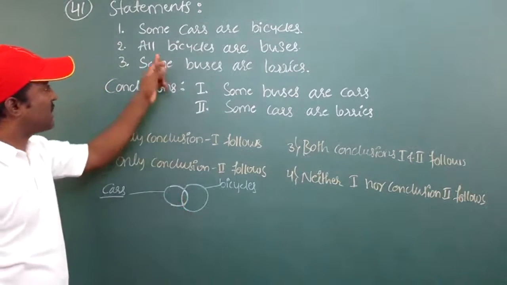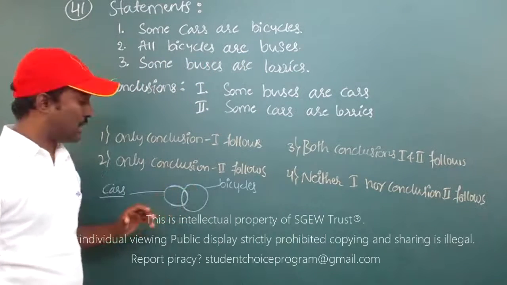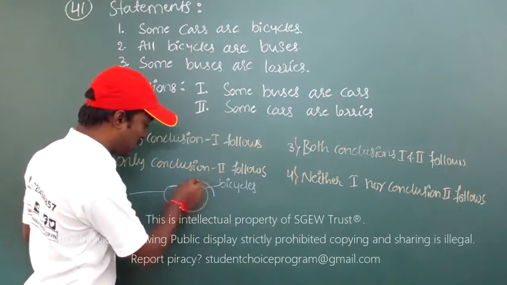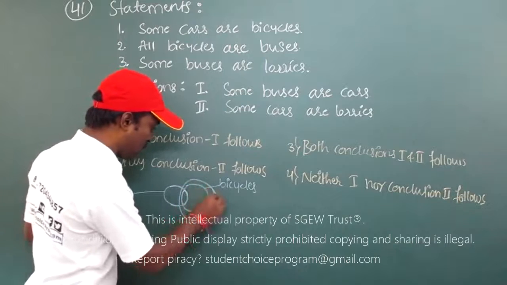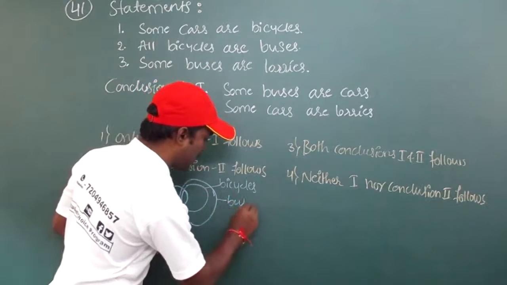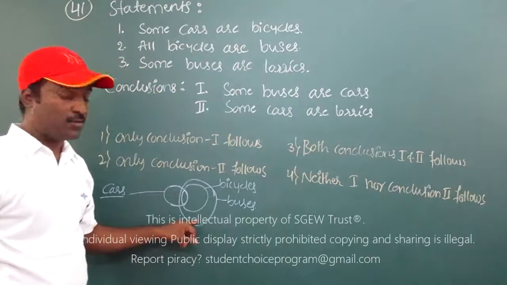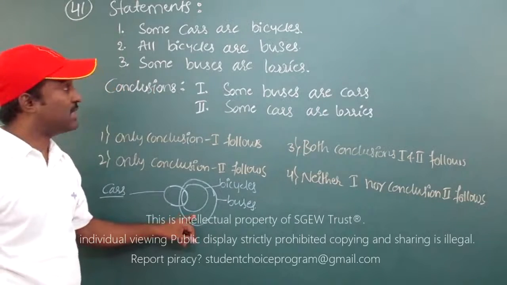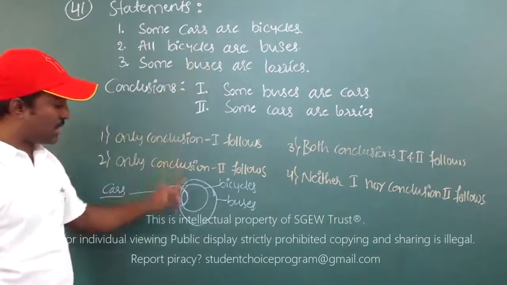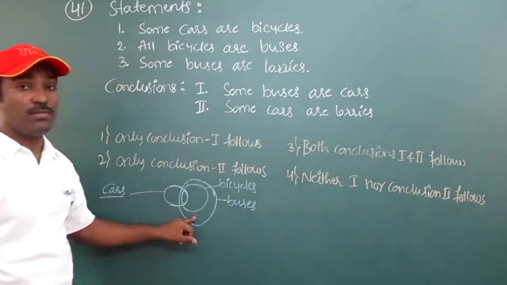Now coming to the next statement, all bicycles are buses. So I have to draw one more circle which is for buses. One more circle here which is going to represent buses. Why have I drawn this circle entirely outside the circle of bicycles? Yes, it is the statement which states that all the bicycles are buses. That's why I have drawn this bigger circle.